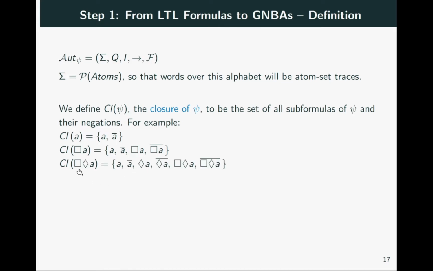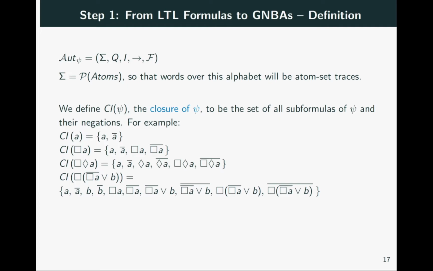The closure of always eventually A consists of A, not A, eventually A, not eventually A, always eventually A, and not always eventually A. The closure of this more complex formula, always (not always A or B), consists of A, not A, B, not B, always A, not always A, and so on. So we pick all its subformulas and we take their negations as well.